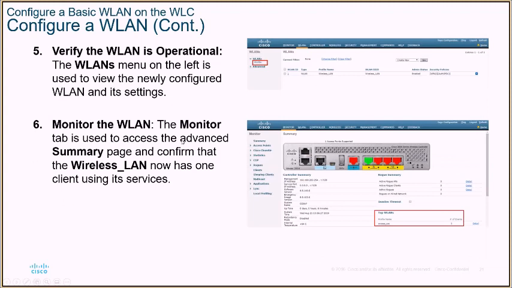You can then verify that it's operational. And so here you've got admin status of enabled. And then from there you can monitor it. And so you've got an advanced summary page, and you can confirm that the wireless LAN now has one client using its services. Yeah, one client.